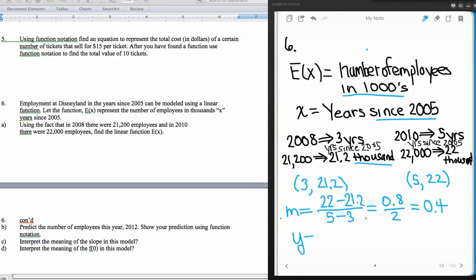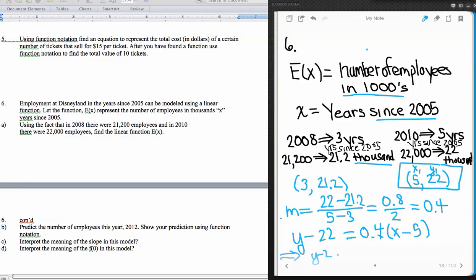So we have y minus, and we get to choose one of these ordered pairs to use. I'm going to use this one right here. And this is my y1 then, and this of course will be my x1. So my y1, I'm going to put that in there, 22, is equal to my slope, 0.4, and then times x, and then minus my x1, which is 5. And so now I'll have my distributive property.